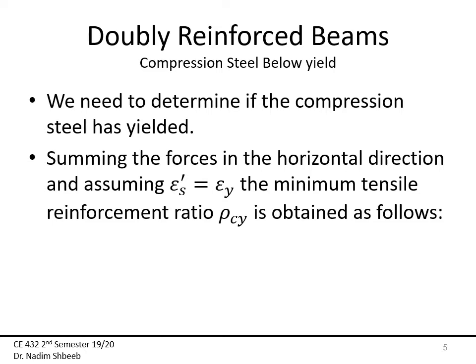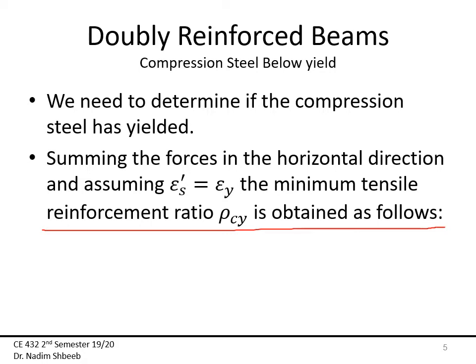Now, if they're not yielding, the question is, how can I tell if my compression steel is yielding or not yielding? For me to do that, I'm going to introduce a new reinforcement ratio, and I'm going to call that rho compression yielding. If I know what that rho compression yielding is, I will be able to determine if my compressive steel is yielding or not.